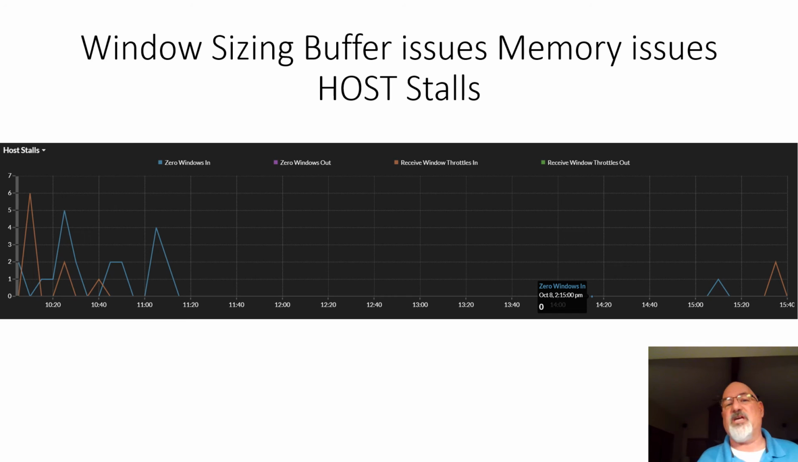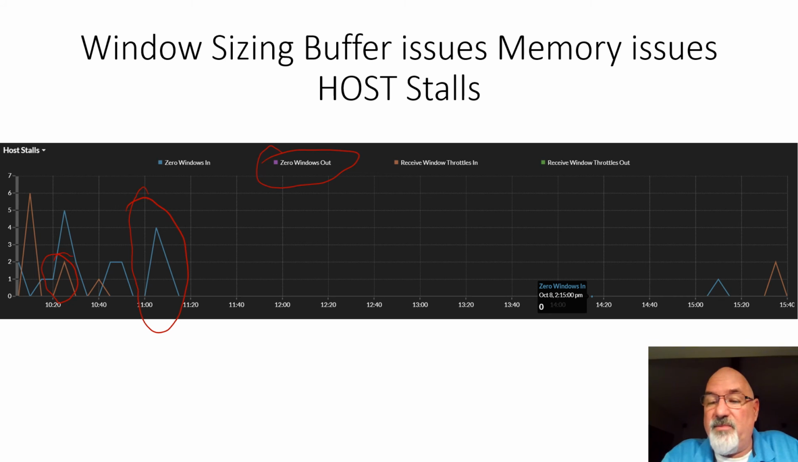How about window sizing, buffer issues, memory issues, host stalls, those kinds of things, right? We can see that the client to this server is sending a Windows 0 in. So the server was sending too much data to it, and it goes, you've got to slow down. You're killing me. Here's window throttles in, right? Cool thing is we don't have any out. So the server's not having a problem. It's not sending anything out. But the clients that are connecting to it are saying, dude, you are overwhelming me.